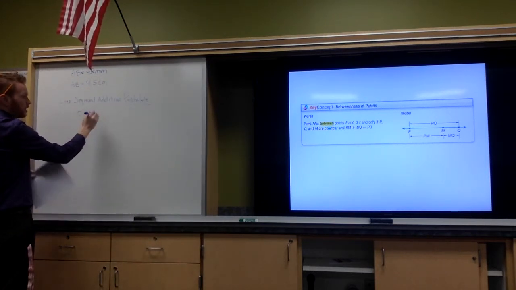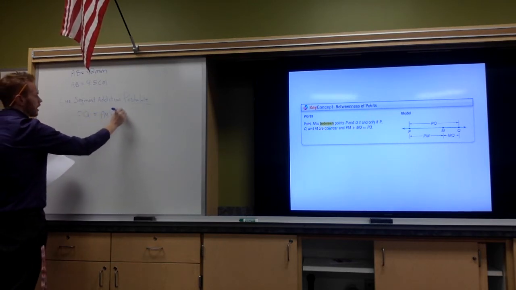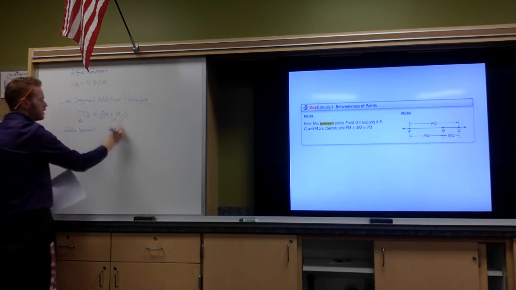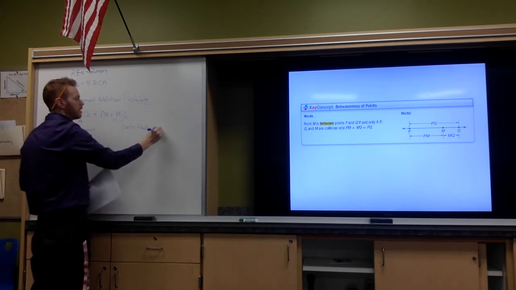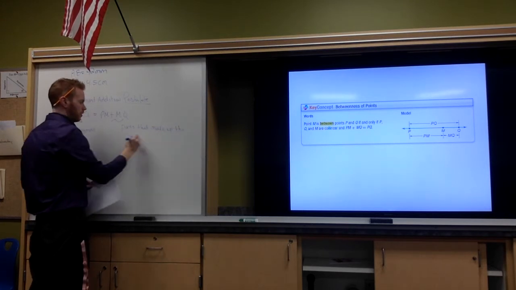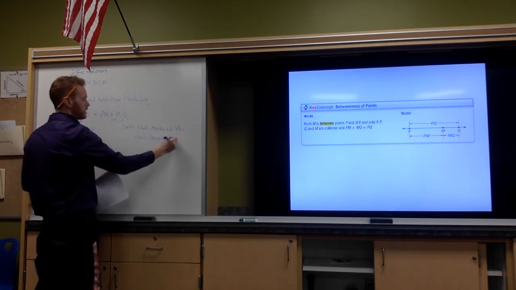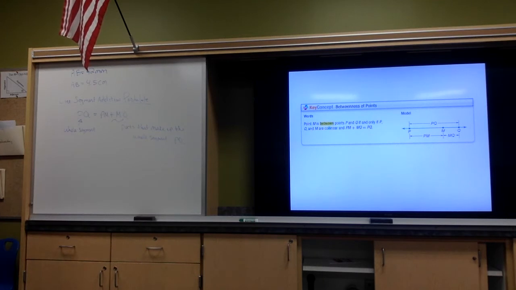If you want your notes, just to emphasize a little further: this was the whole segment. These are the parts that make up the whole segment. And that segment for us is PQ. There it is, I'm sorry. Okay, that's what we're talking about in this slide.